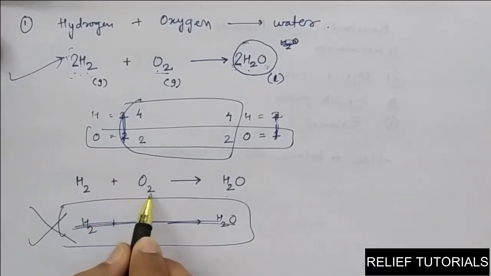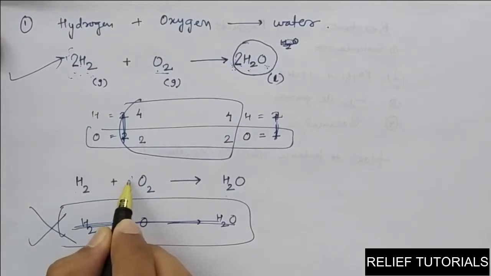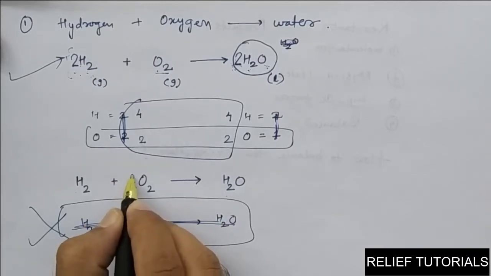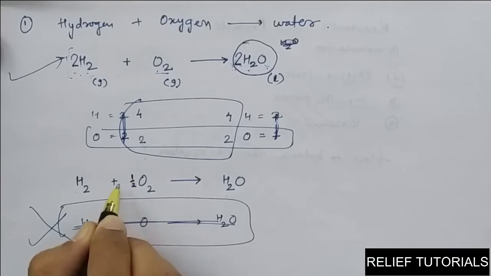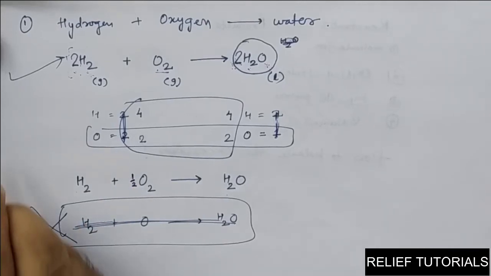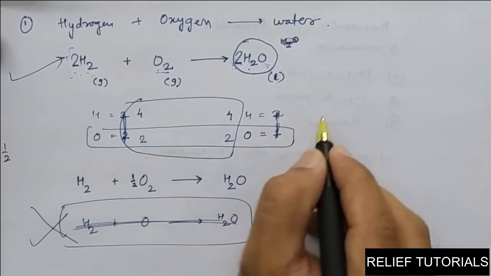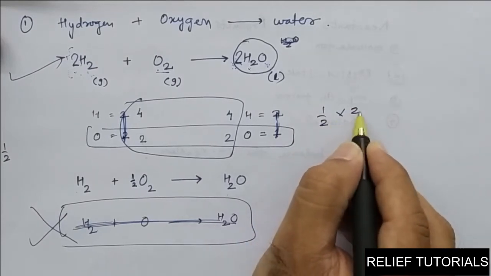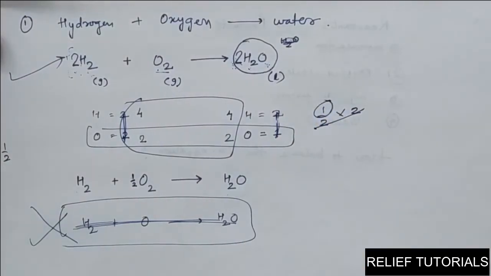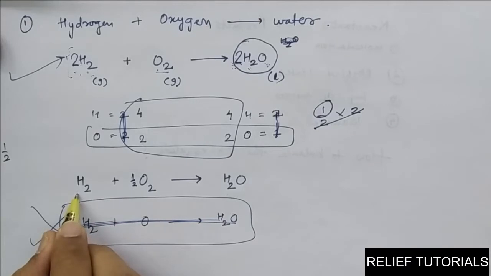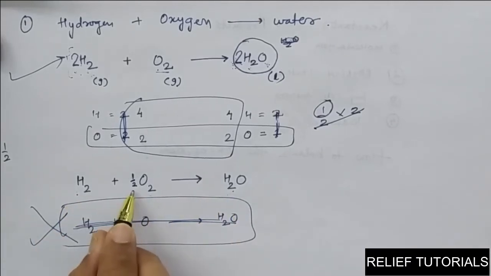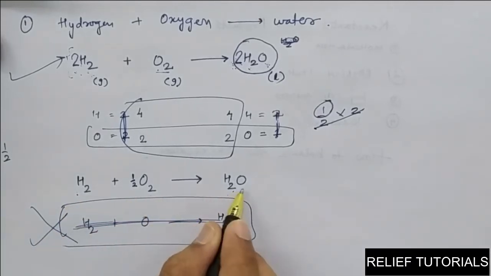Then how can we make this O2 as 1? Right now there is 1 here, so 1 2s are 2. But if you write half here, then what is the multiplication of half into 2? Mathematically, half into 2, the 2s cancel. What is left? Only 1. So only 1 oxygen is left. So H2, half O2 means 1 O, and here is 1 O.